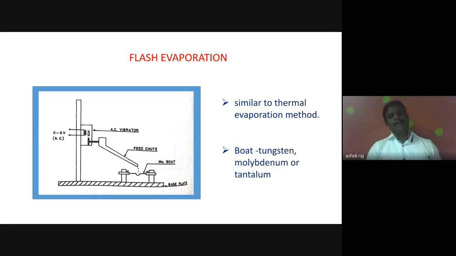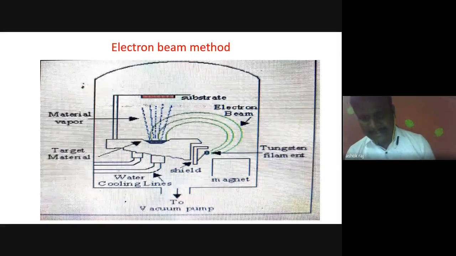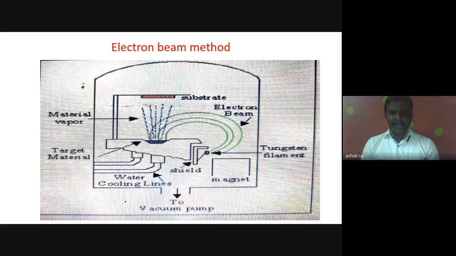Next method is the electron beam method. Here the electrons are produced with the help of a tungsten filament, and these electrons are converted into an electron beam with the help of a magnet, and these electron beams are focused towards the target material, which is shown in the schematic experimental setup here. The electron beam method is a process in which a source material is bombarded with an electron beam generated by a tungsten filament under a high vacuum. This is the important condition. We should perform it under a high vacuum condition.